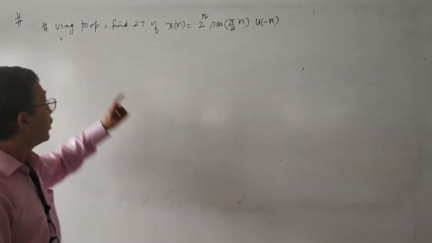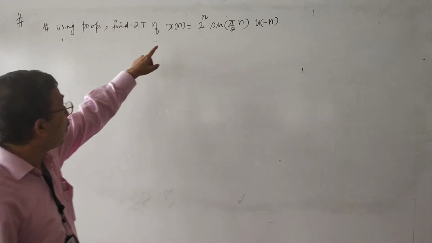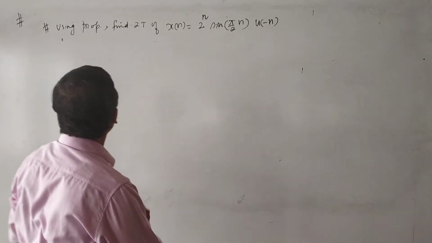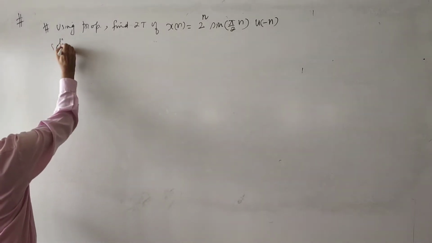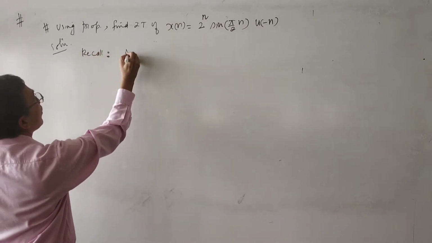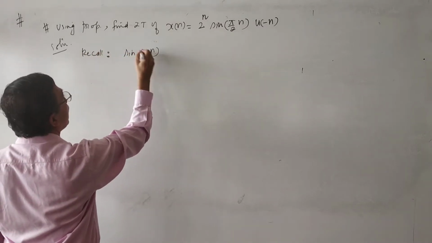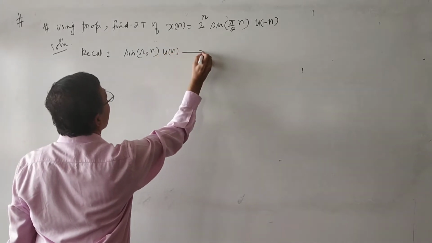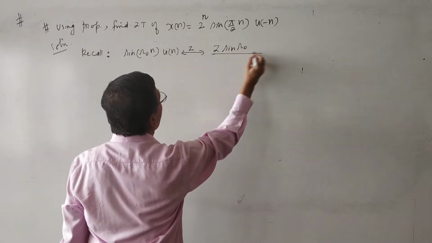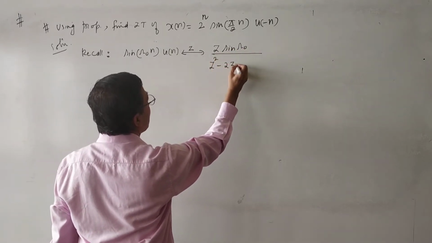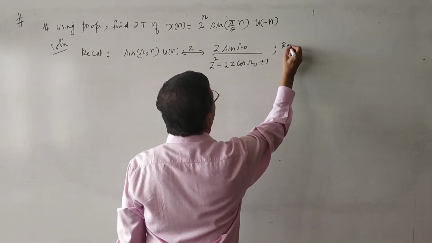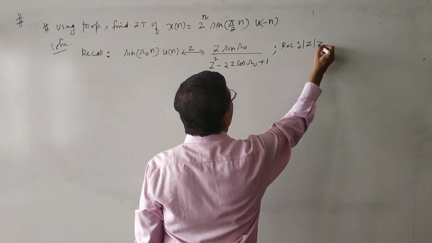Next problem. Using properties, find the z transform of x of n equals 2 to the power n sin(pi by 2 n) into u of minus n. Solution. Recall sin(omega naught n) into u of n has a z transform z into sin omega naught divided by z square minus 2z cos omega naught plus 1. ROC mod z greater than 1.